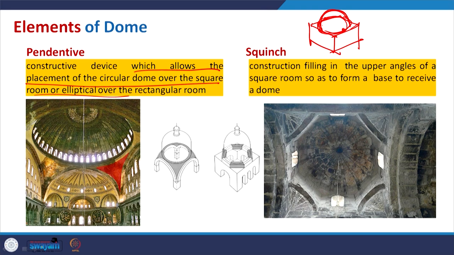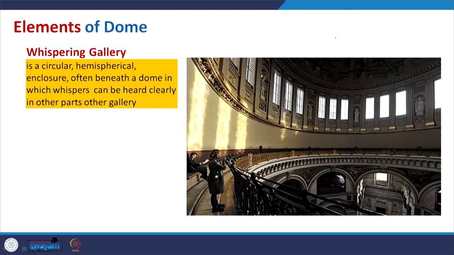So, in that case what we can do is take out that material, or we create the portion, we transform that portion, and this particular puncture from where we take out the material will be your pendentive. So, this is basically the pendentive we created. The squinch is where construction fills in the upper angles of a square room to form a base to receive a dome. So, again here we have to fill something, so that is the squinch.